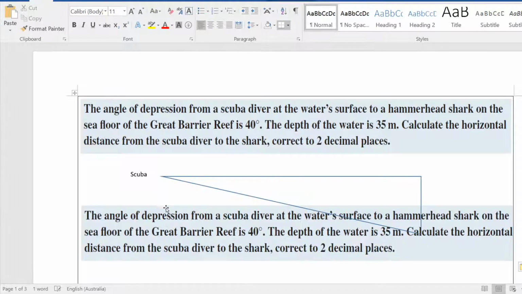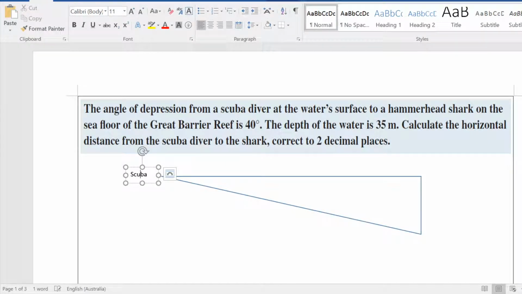Next up, I'll copy and paste this real quick. Doesn't want to copy it. There we go. Okay, let's talk about the shark. We know that the shark is at the bottom of that angle, so the shark is going to be down here. Now, we're told that the scuba diver spots it at an angle of depression of 40 degrees.